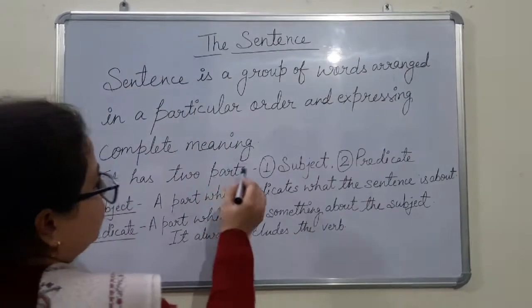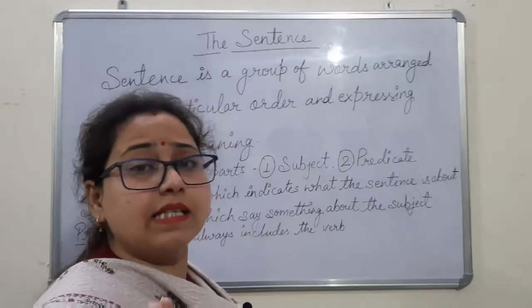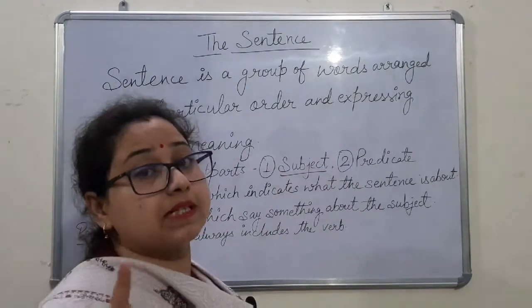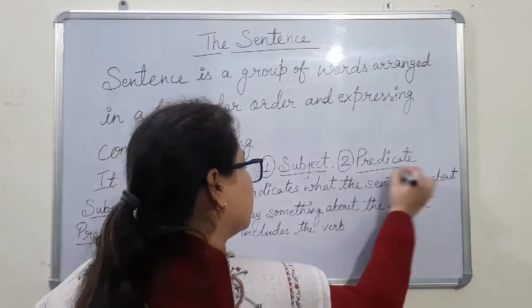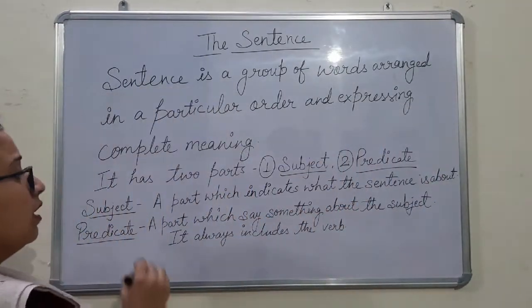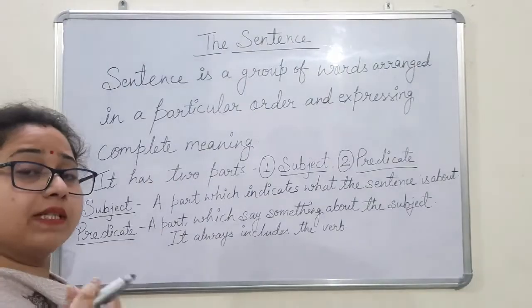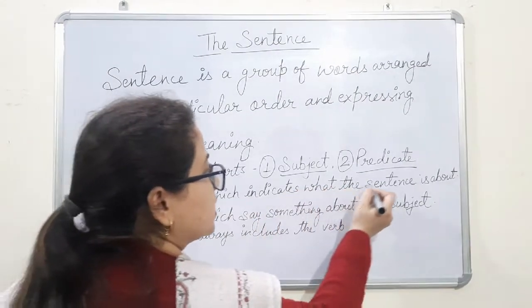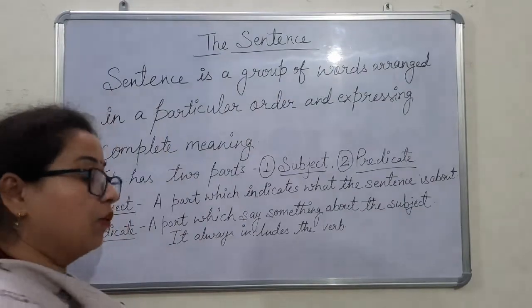Now a sentence has two parts. One part is the subject and another part is the predicate. Now what is the subject? What is the subject part? A part which indicates what the sentence is about.